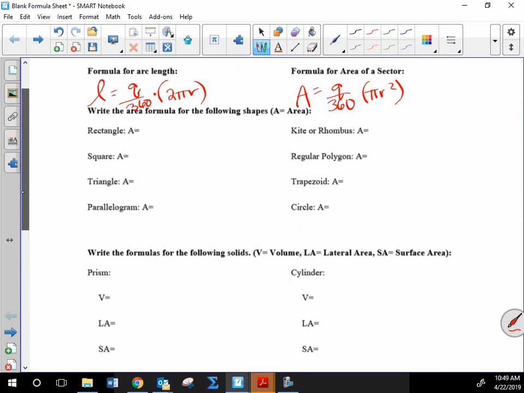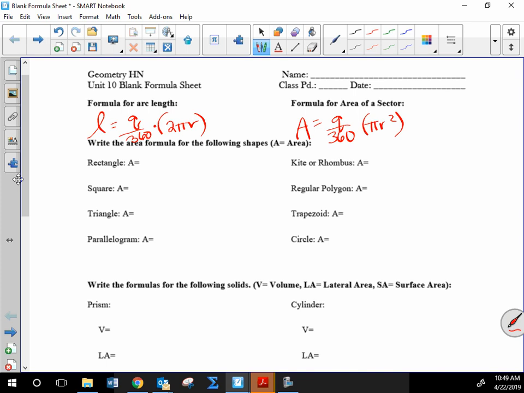Okay, I want you to make a couple of stars on this paper. Put a star next to formula for arc length, formula for area of the sector, and then a star next to kite/rhombus and regular polygon. These formulas are not on the SOL formula sheet, and so you do need to make sure you have those memorized for the duration of the test. They're also not going to be on your formula sheet for the SOL. You get to remember them for the SOL as well.